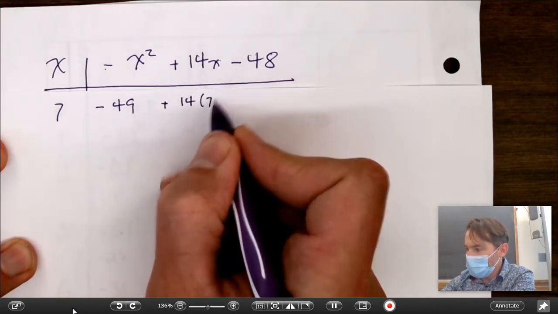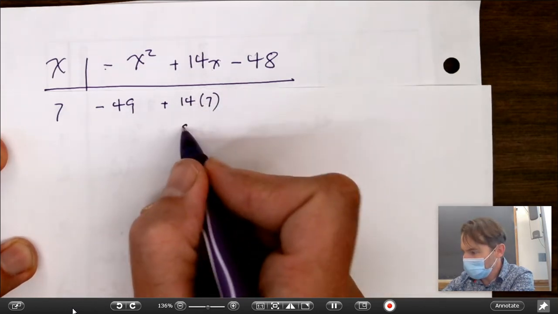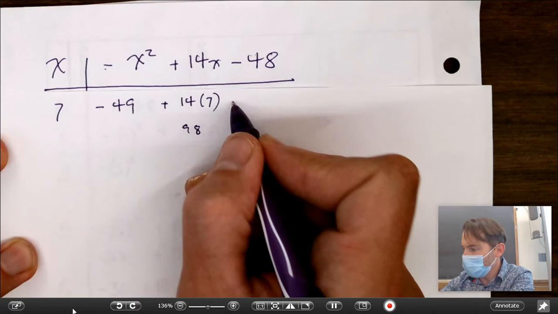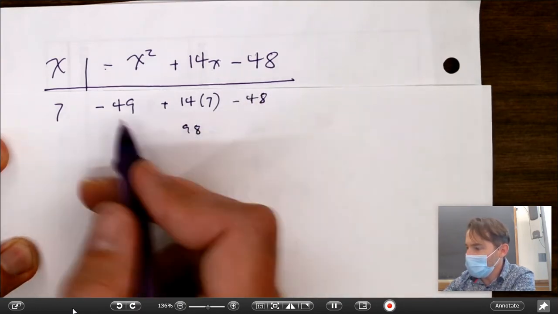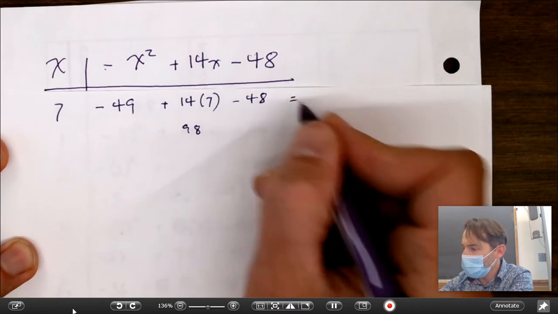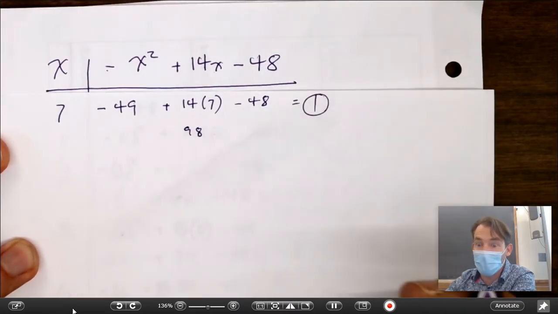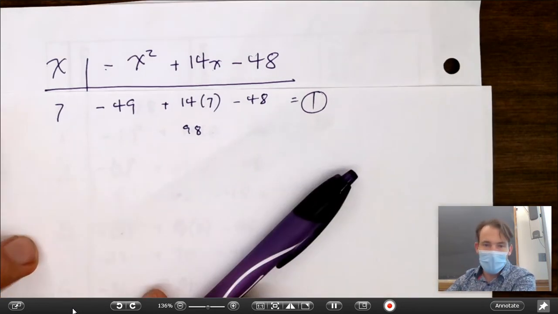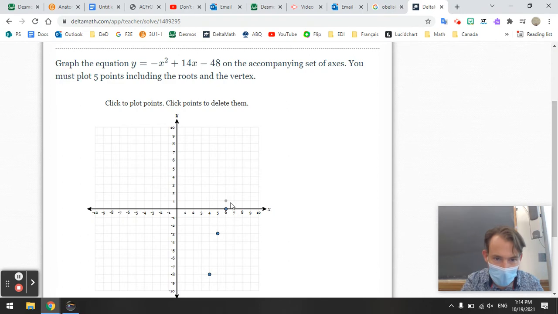14 times 7. So someone can look at that and tell me that that is 98. And then minus 48. So 98 minus 48 would be 50. 50 minus 49, this is equal to 1. That's equal to 1. There's our vertex there. I know that's going to be the vertex. Okay, so I go ahead and plot that. X is 7, y is 1. So I'm going to plot that one on there.